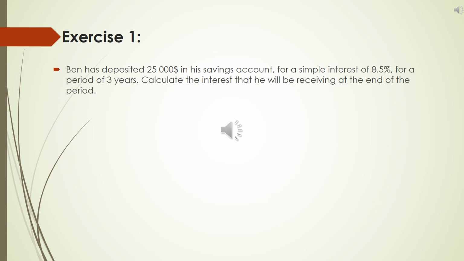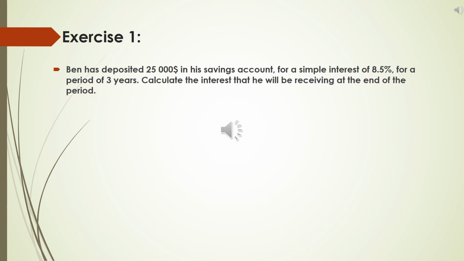So let's do exercise number 1. In this case, Ben has deposited $25,000 in his bank for a simple interest of 8.5% and for a period of 3 years. We're going to calculate the interest amount that Ben will be receiving. As you see, Ben has lent money to the bank, so he will be receiving interest.